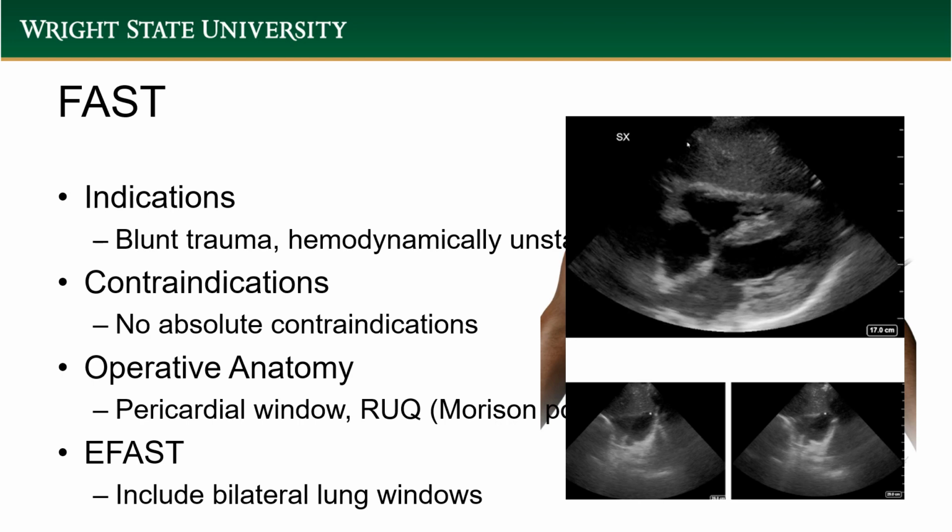Here we see the 4 traditional windows of the traditional FAST exam. And here we have that pericardial window, and you see the 4-chamber view of the heart. Not super easy to visualize the aorta in this one, but something to keep in mind when you're actually performing a FAST exam.